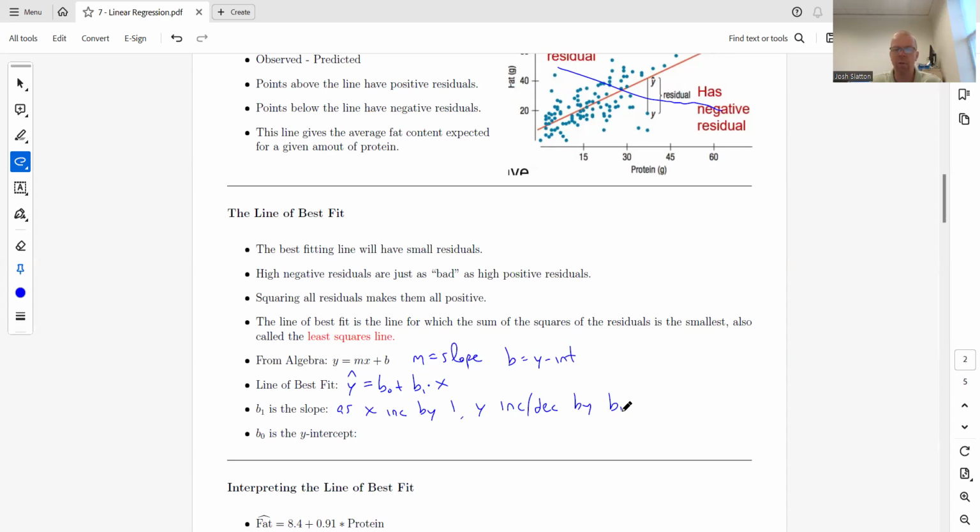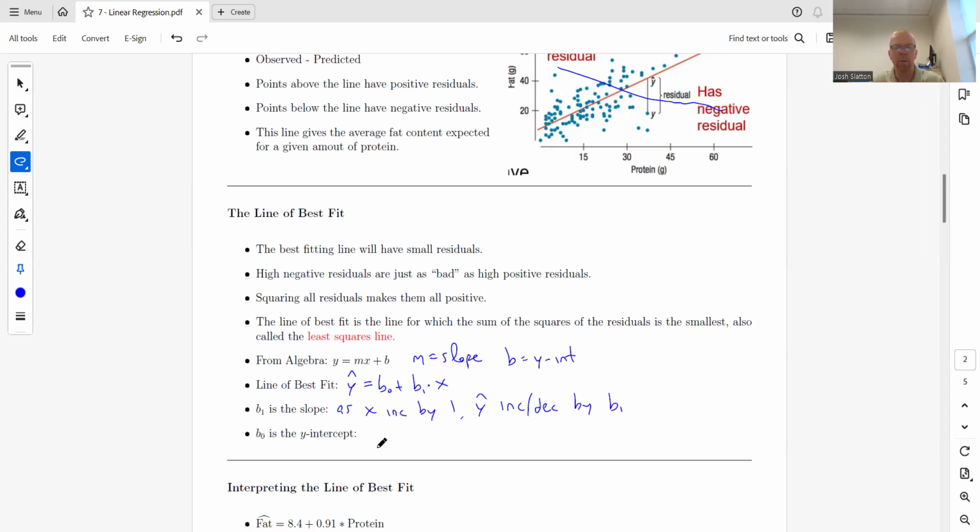That's a general explanation of what the slope means. And since we're talking about regression, we probably need to call that y hat. If you were to write this out, you should say y is predicted to change by whatever the slope is. And we'll do some examples and we'll write this out.